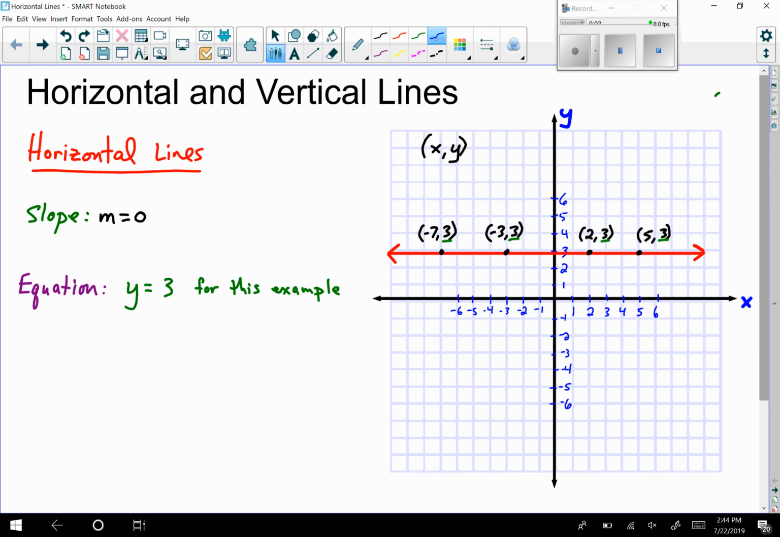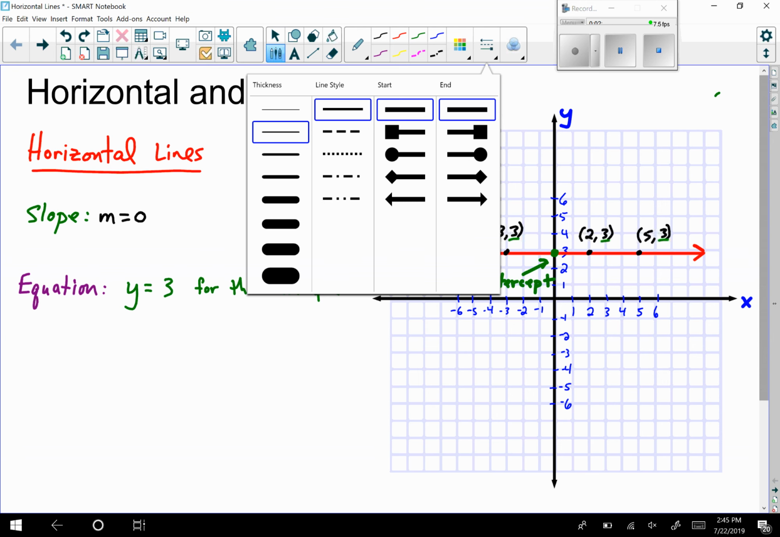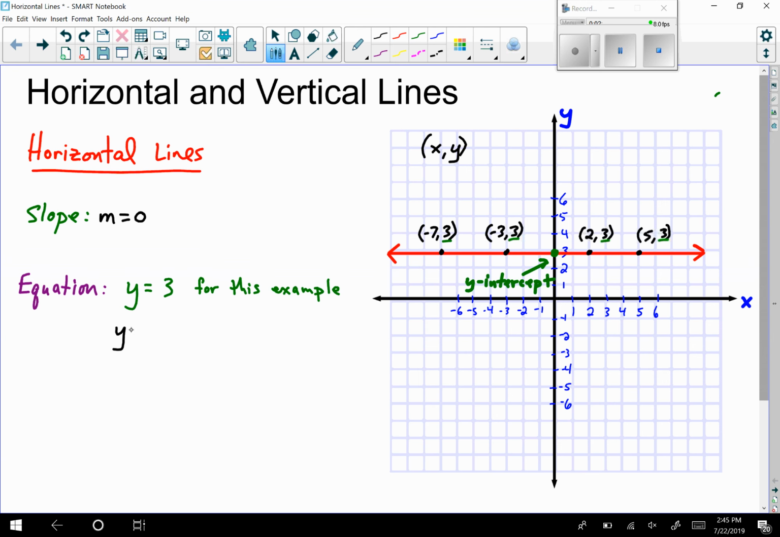For any equation of a horizontal line, I'm actually going to put a point right here on what we call the y-intercept. This is the y value of where the line crosses the y-axis. So this is called the y-intercept. Now to write any equation of a horizontal line, it is going to be y equals b, and we call b the y-intercept. So y equals b, where b is the y-intercept.